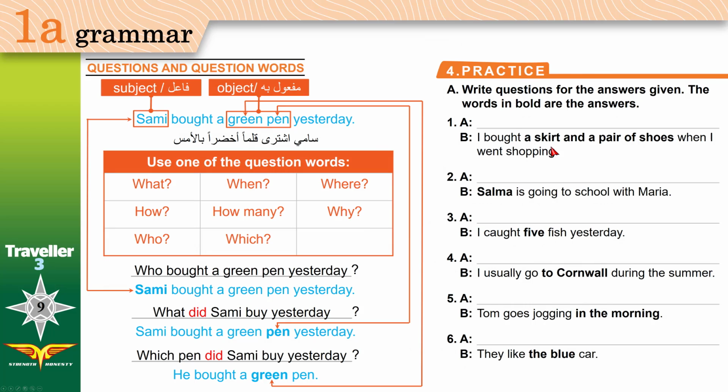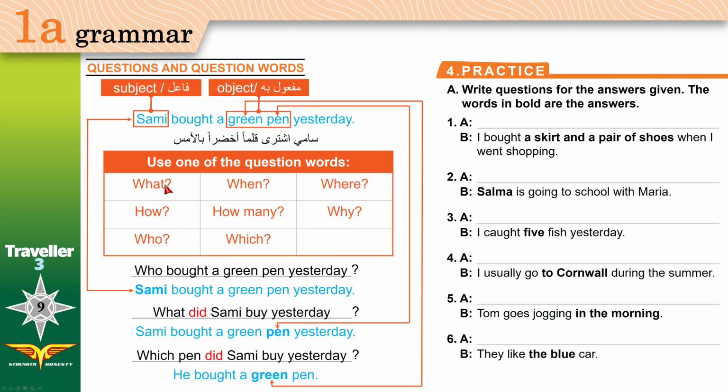Now, practice. Write questions for the answers given. The words in bold are the answers, the short answers. I bought a skirt and a pair of shoes when I went shopping. The answer is a skirt and a pair of shoes. What question word will we use?